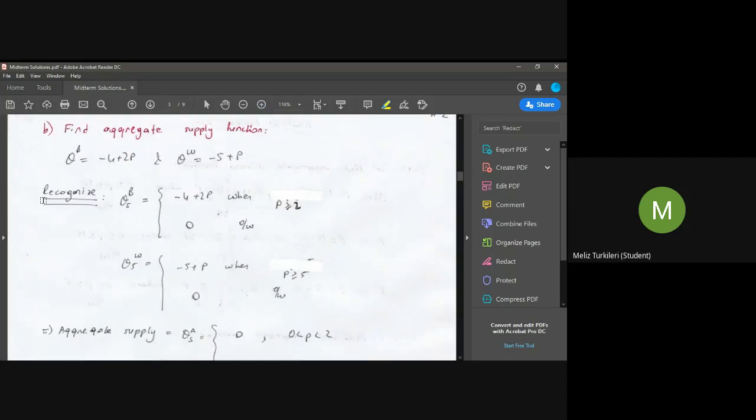For the B section of the same question, we need to find out the aggregate supply functions. Okay, aggregate supply.